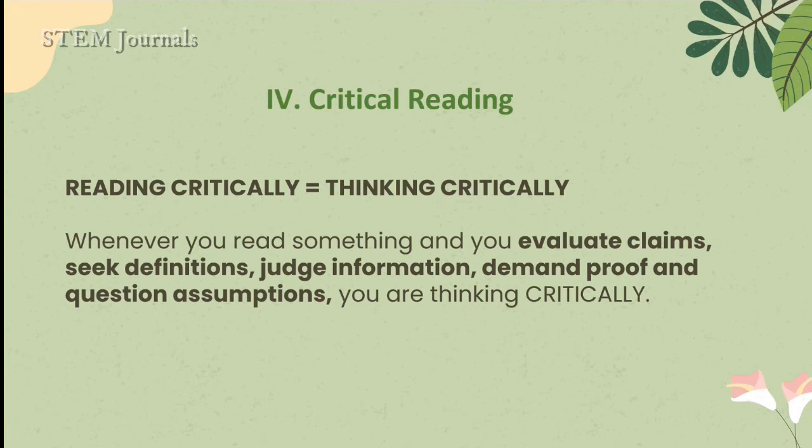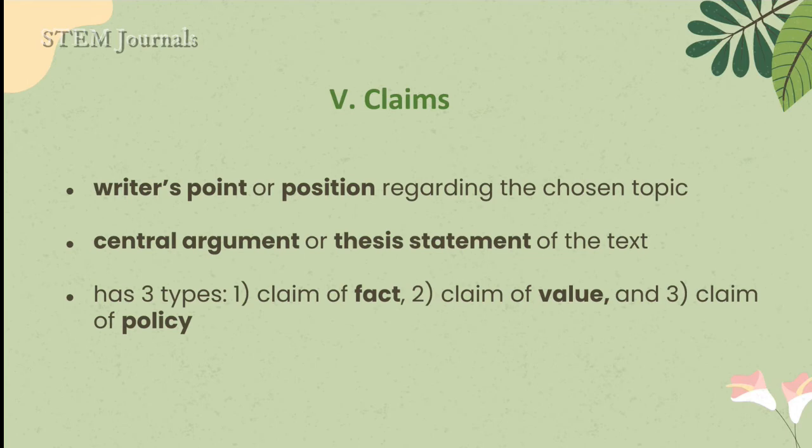Okay? Next. Okay. Claims. Ano ba yung mga claims natin? What does it mean? Claim is basically the writer's point or position regarding a chosen topic. Okay? So it is the central argument or the thesis statement of the text. And it has three types: claims of fact, claim of value, and claim of policy. Claim is basically a sentence that tells your position on a topic or your opinion about something.